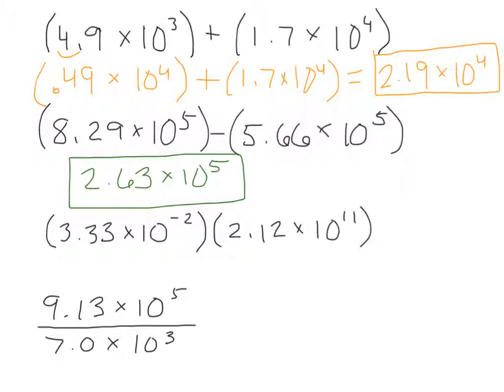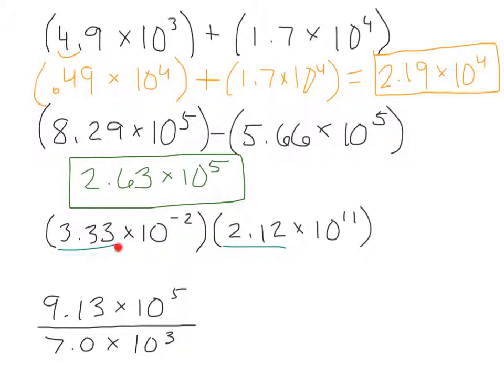The next one gets a little bit trickier because we have multiplication. So when we multiply and divide, we are going to change the exponents. But when we multiply, we end up adding the exponents. And when we divide, we end up subtracting the exponents. So what we're going to do, because we're multiplying, we're actually going to multiply these two numbers. That's 3.33 times 2.12.